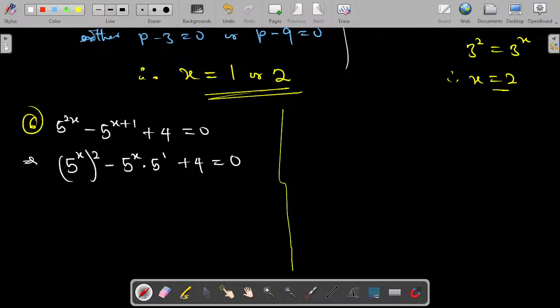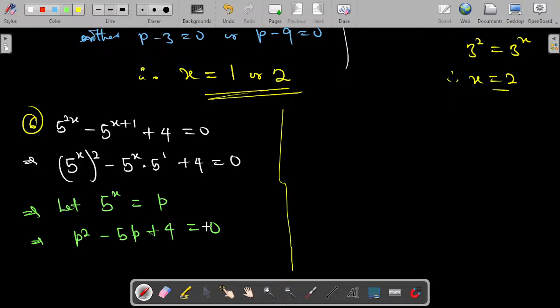So here you can do the same substitution. Let 5 to the power of x be given a name. We can call it p. Actually, that's what they gave as a hint. So if you do that, here is going to be p squared minus, this one now is p times 5, which is 5p, then plus 4 is equal to 0.